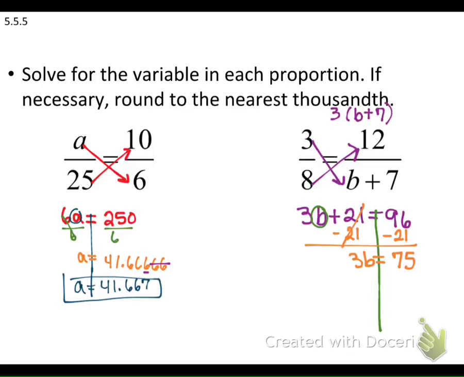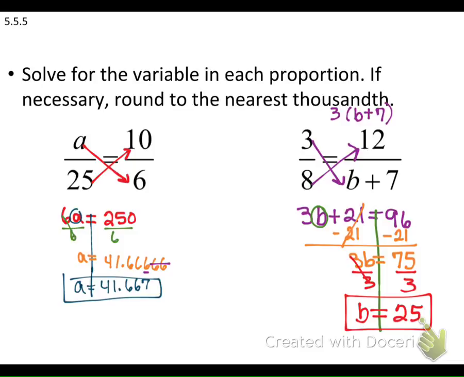Divided by, how do I get the b by itself? We divide it by 3. 75 divided by 3. So I do not need to round that one. That is your final answer. Good. After we go through the opener, we'll pass them out. Any questions on these two?